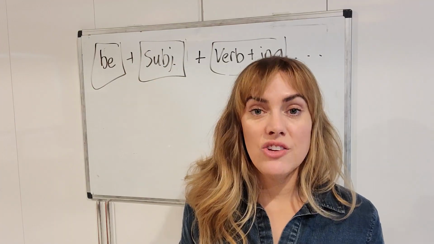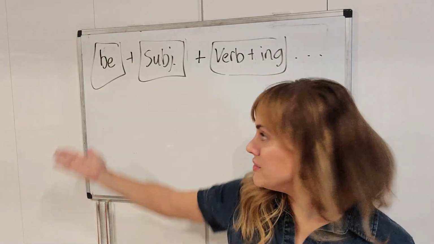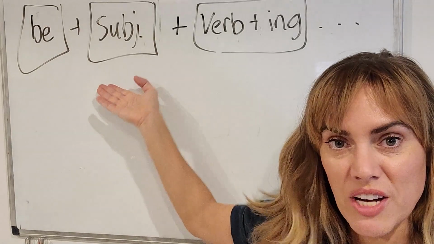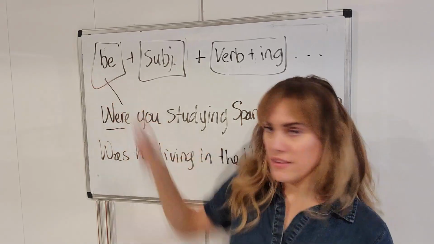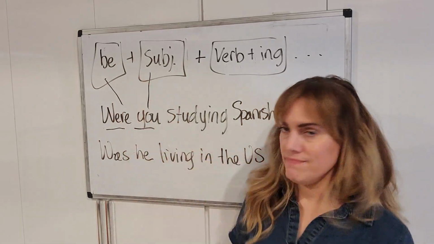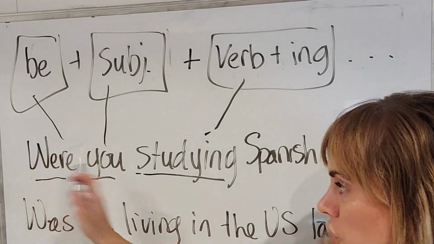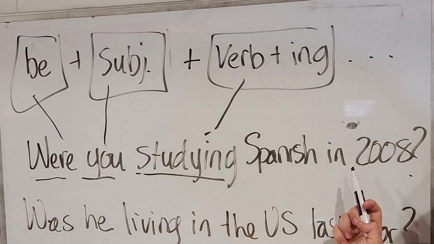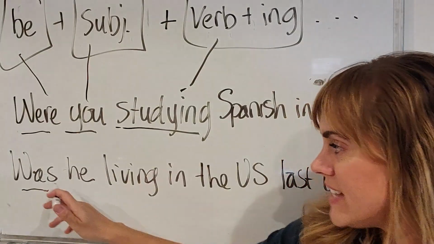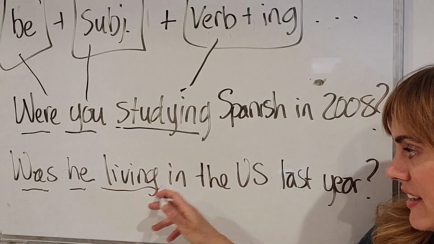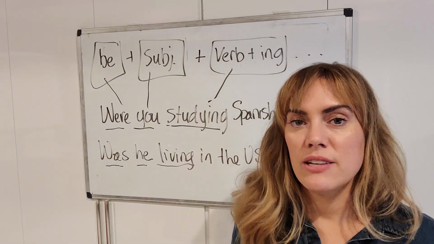To make a question using the past progressive, a yes/no question, this is what you need to do. You use be plus the subject plus verb ing. Okay, so here we are. Were, there's the be verb, you, subject, studying, verb plus ing. Were you studying Spanish in 2008? We could also use it with was. Was he living in the US last year? These are yes/no questions in the past progressive.